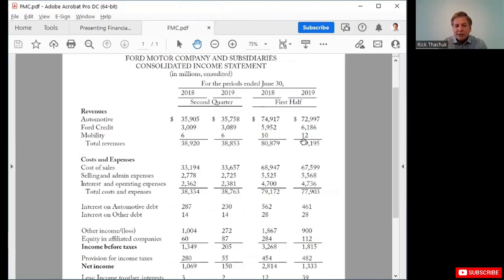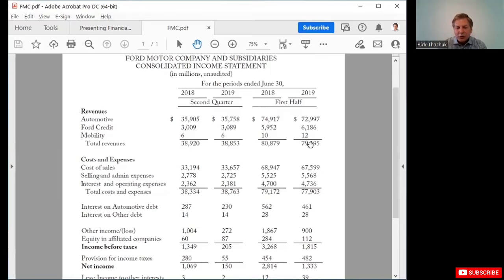So you should have said mobility revenues at Ford Motor Company and subsidiaries were 12 million US dollars in the first half of 2019, up from, or an increase from, 10 million US dollars in the same period of 2018.